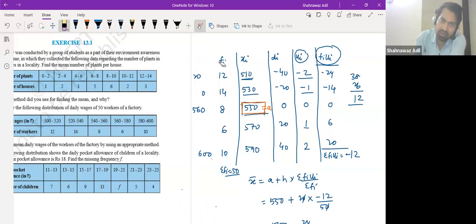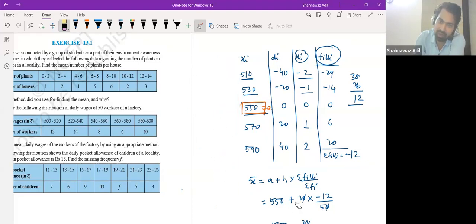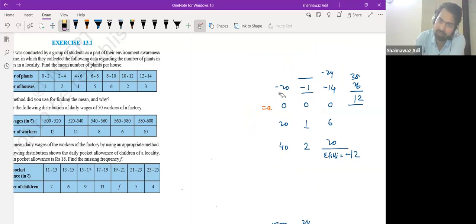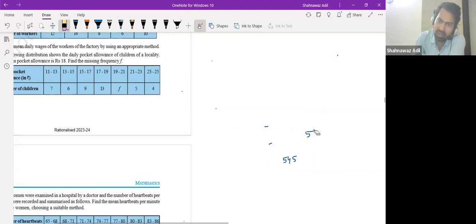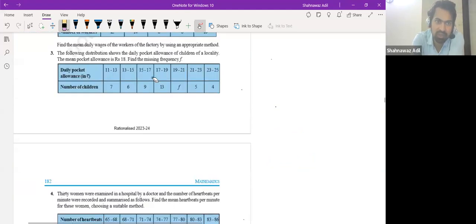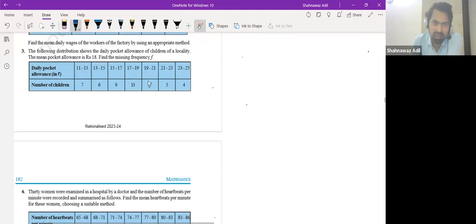Now the next question. Next one is a different one. Let me ask about the idea of this question. In this third question, they have given this frequency distribution, but one frequency is unknown. What is given? The mean pocket allowance in a locality is Rs 18. This is for what year?